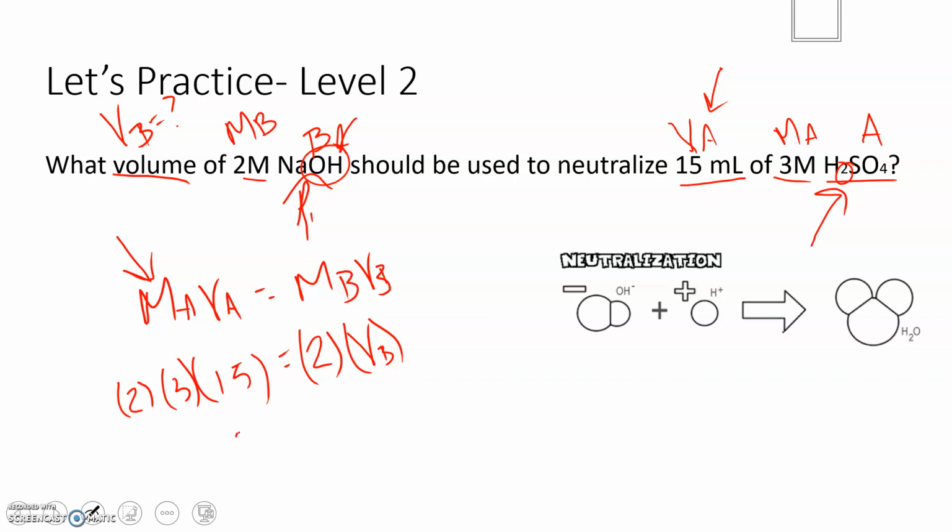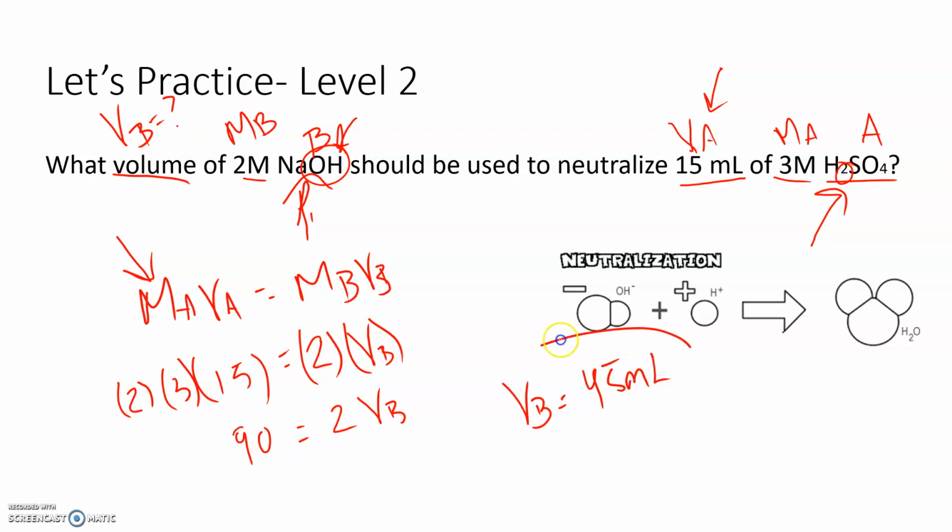3 times 2 times 15 is 90. And that is equal to 2 times VB. Divide both sides by 2. The volume of the base used to neutralize that acid was 45 milliliters.